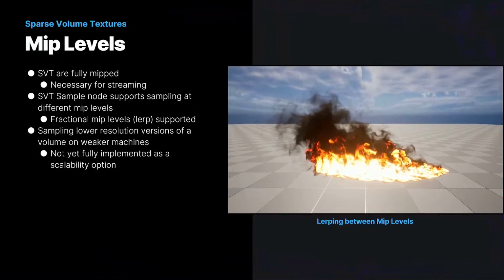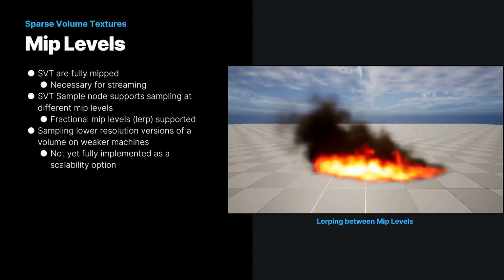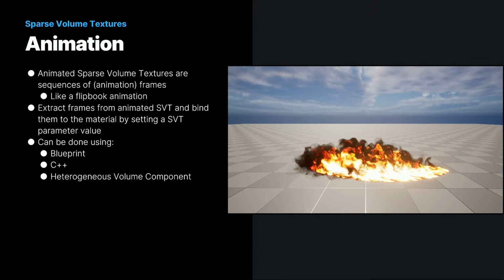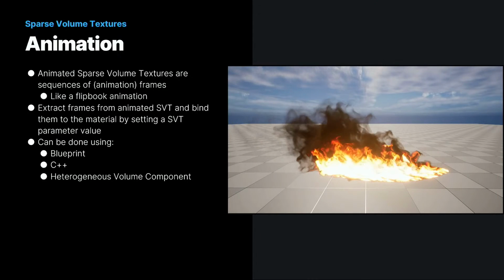SVTs are fully MIPed. This is necessary for streaming, but the MIPs are also exposed to the material, so you can explicitly sample at different MIP levels. The SVT sample node automatically lerps between MIPs if you supply a fractional MIP index. In the future, we might also leverage this to offer lower resolution versions of the same volume on weaker machines, so it would effectively become a scalability option. All right, now let's get back to a more interesting topic.